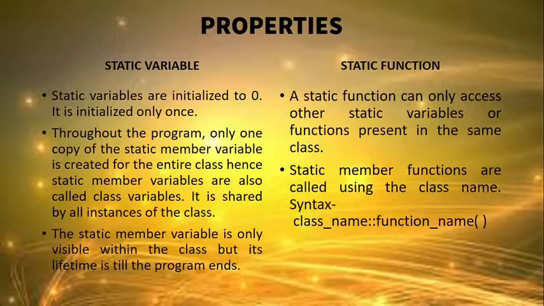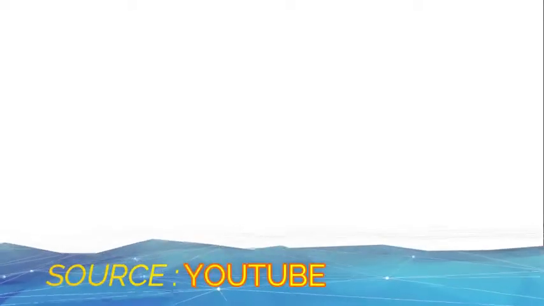Next, static function, first property: a static function can only access other static variables or static functions present in the same class. Static member functions are called using the class name. The syntax is class name, scope resolution operator, and then function name. Both static function and static variable can be accessed only with the support of the scope resolution operator. So let's see a small video to understand how these static functions are used in a program.